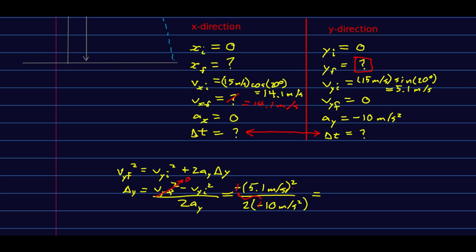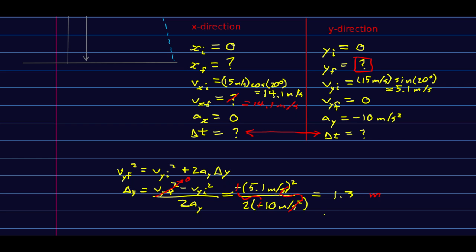And also notice that we have seconds squared on top and bottom, so they're gone. And we have meters on the bottom and meters squared on the top. So we are going to get meters, which we'd better because this is a delta y. And my calculator informs me that this comes out to 1.3 meters.